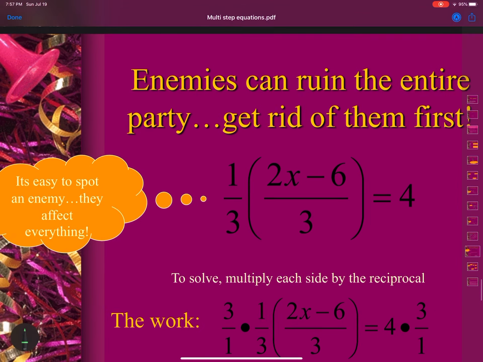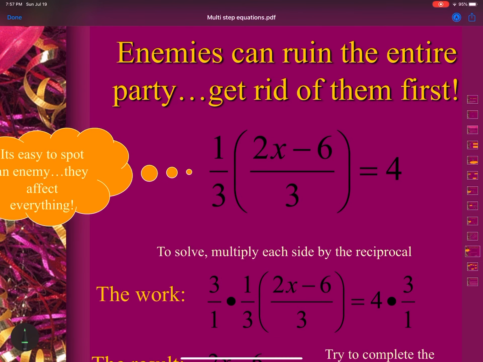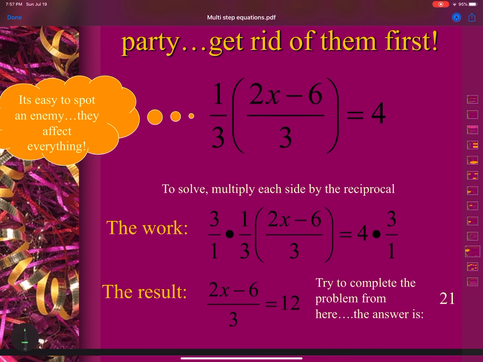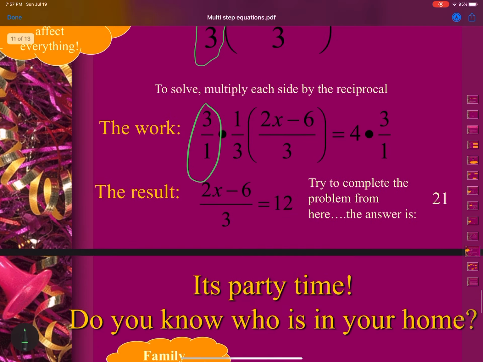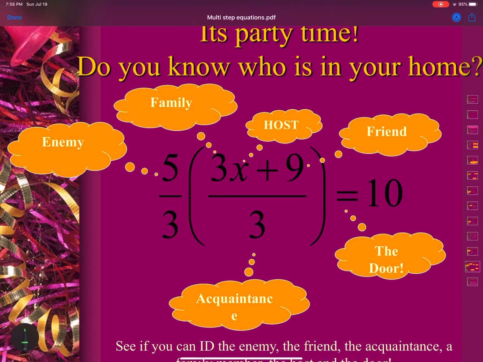Then come the enemies. It's easy to spot an enemy because they affect everything. The enemies are right on the outside of everything, ready to mess with things. To solve, all you do is get rid of the enemy first. If you have some crazy thing on the outside, the first step is to get rid of it. In this case, we have a 1/3 on the outside. How do you get rid of 1/3? Well, multiplying by 1/3 is the same as dividing by 3. So in order to get rid of it, you just multiply by 3. And that is how you solve a multi-step equation.